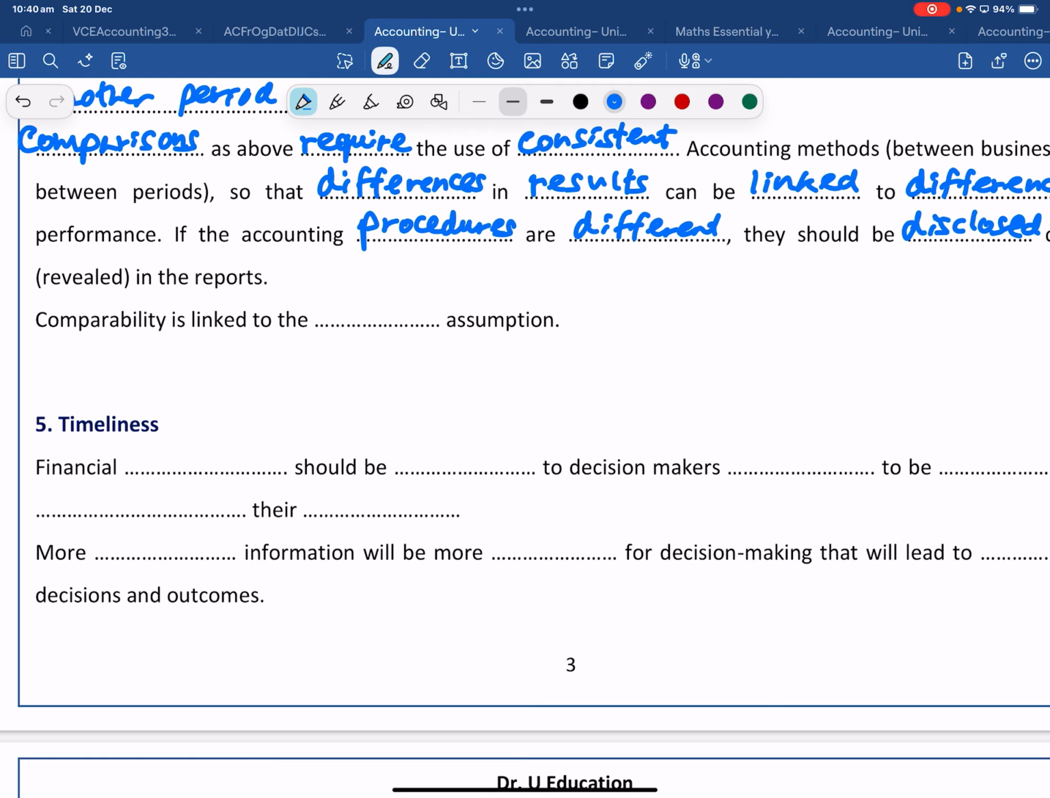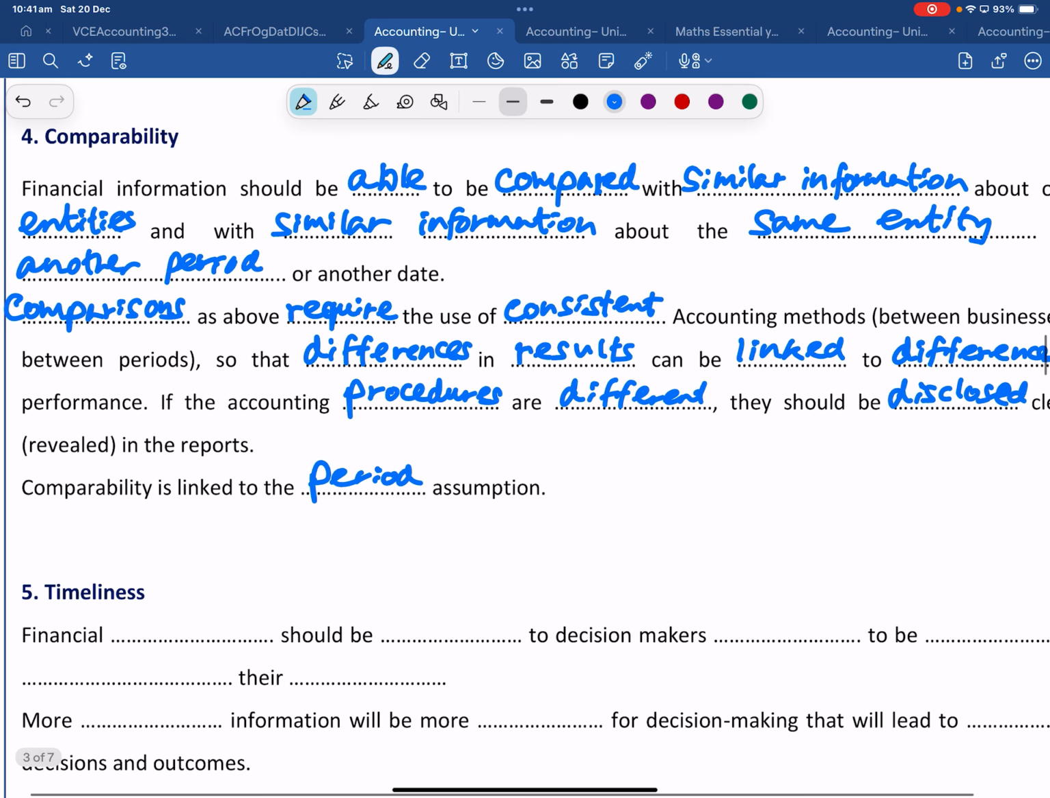Comparability is linked to the... anybody remembers? The period assumption? Correct. Period assumption. Good memory. Because why? Remember when we did the period assumption, I told you period assumption is linked to comparability. Yes, then we are saying comparability is linked to the period assumption. Right. Okay, please read it, guys. I'll explain it.